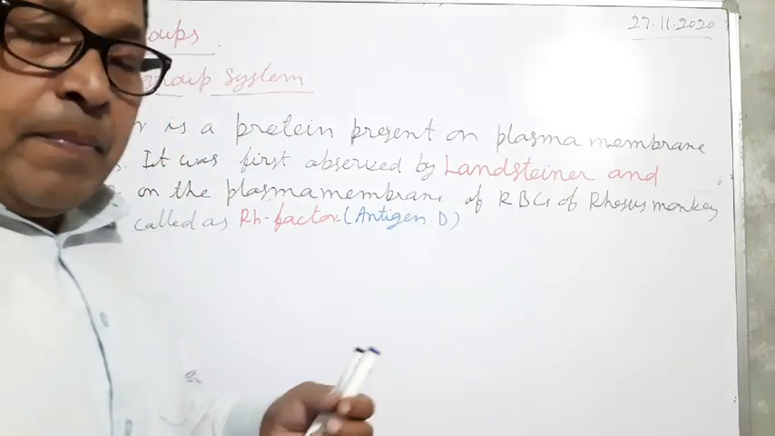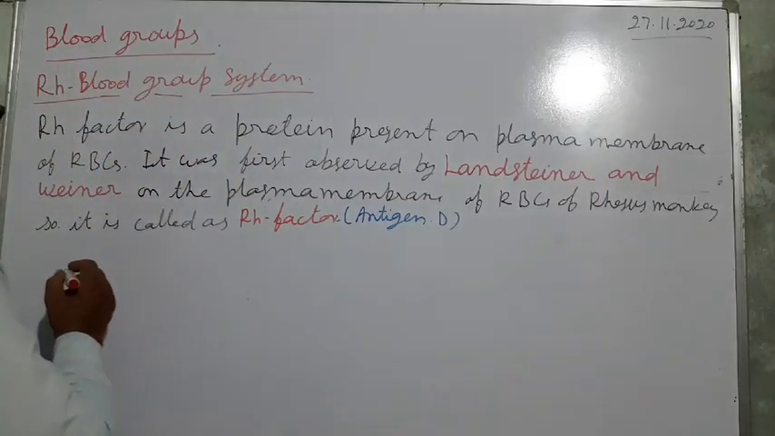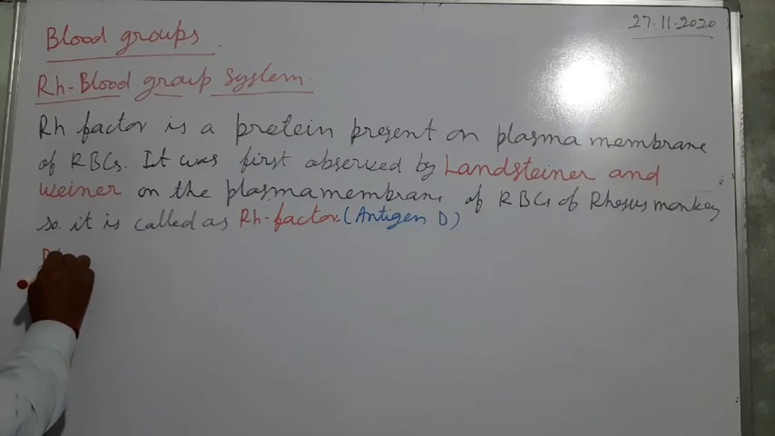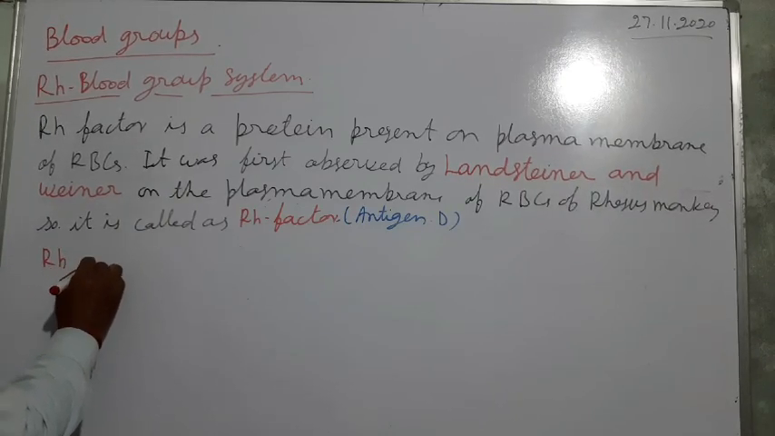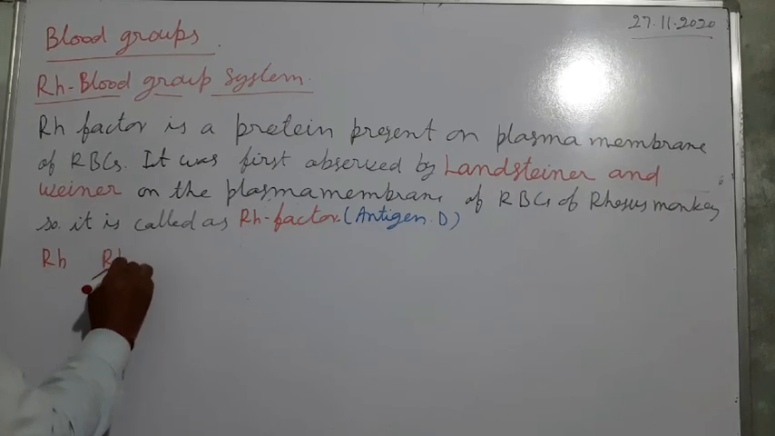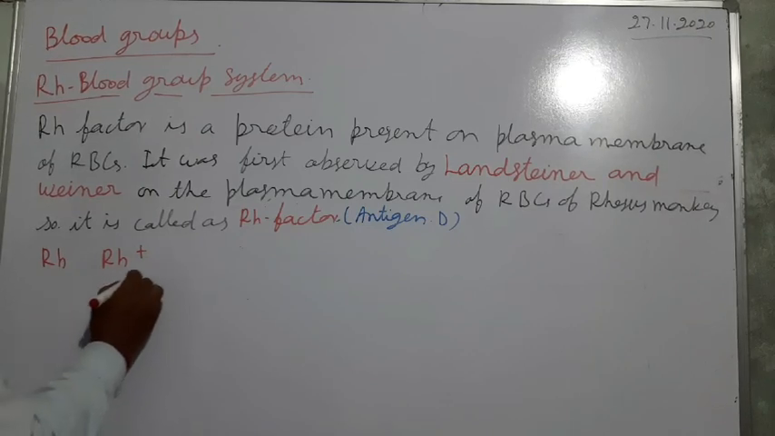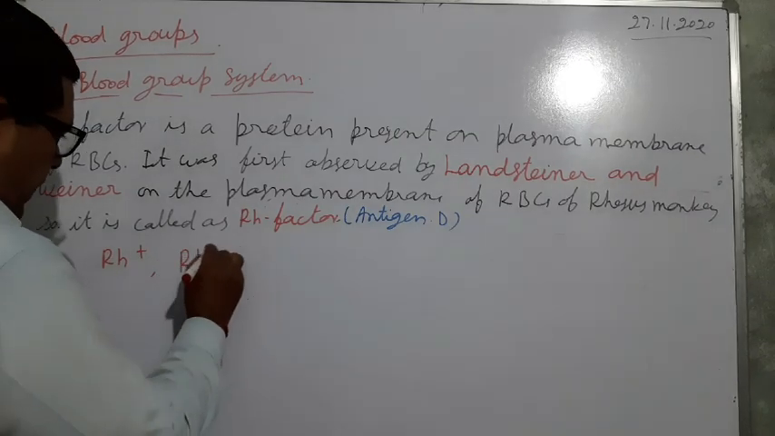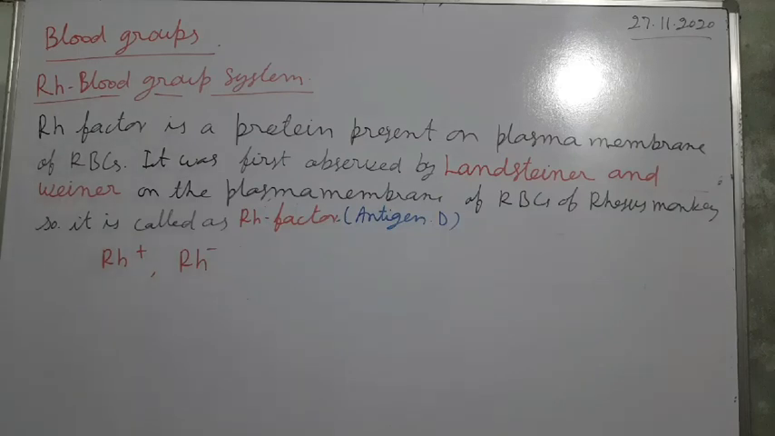So a person having RH is called RH positive, and a person having no RH is called RH negative. So there are two types of persons, RH positive and RH negative.